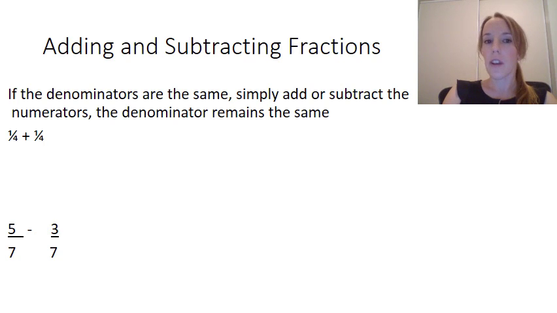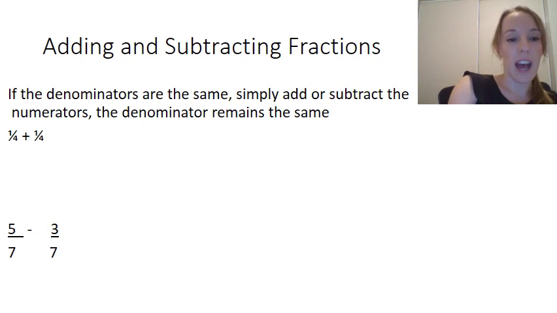So the next thing we do is adding and subtracting of fractions. It's quite easy if we've got the denominators the same. If the denominators are the same, we can simply add or subtract the numerators and the denominators actually remain the same. So 1/4 plus 1/4, we can just add. 1 plus 1 is 2, and as I said, our denominator stays the same.